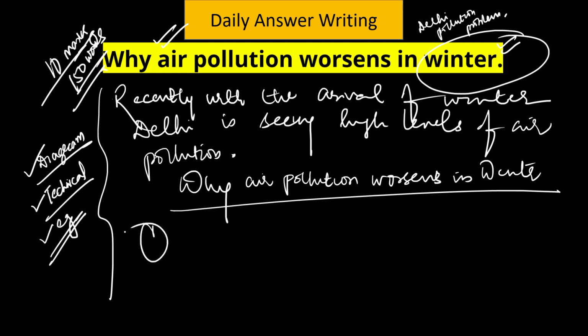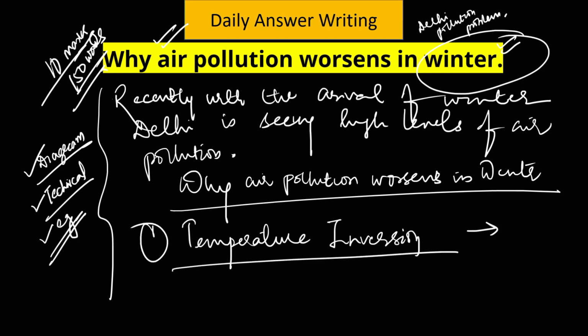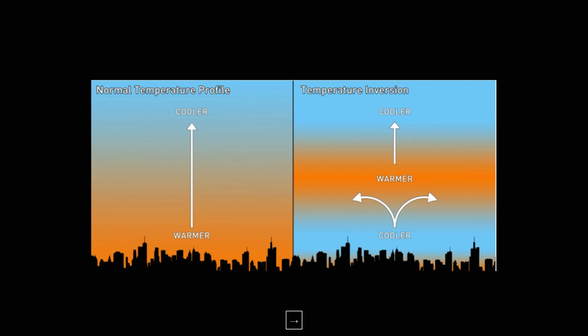Guys, the most important reason for this is temperature inversion. I would like to explain this with a diagram. You can see this diagram. This is during the summer season. What happens? The warmer air close to the surface slowly moves upward and disperses. So the pollutants near the ground get dispersed, and thus pollution gets diluted.